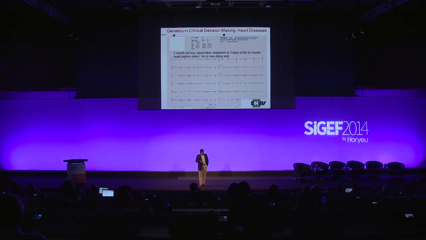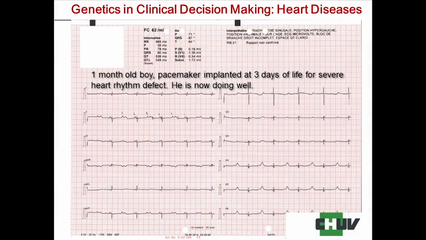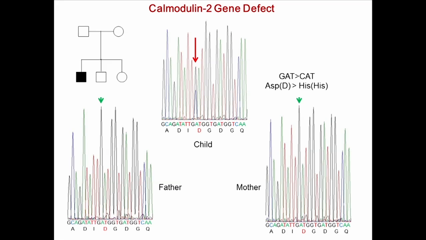So I'm taking you to the more clinical arena, to how the DNA inside our body, the genetics, can lead to different types of disease. This is one example of a 1-month-old boy. We had this patient a few months ago, who had a pacemaker implanted at just 3 days of life. The cardiologists didn't know the cause. So it came to our lab, and we found a defect in this small child in a particular gene called the calmodulin gene.